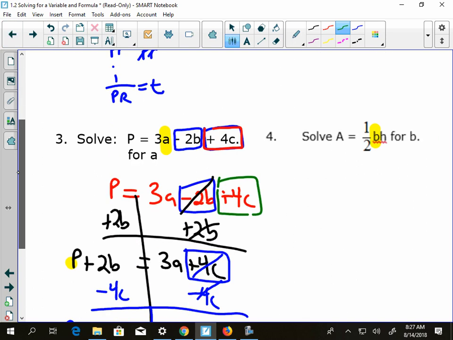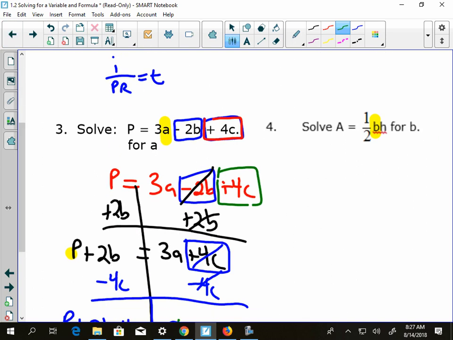Doesn't that make sense? I want to get rid of the fraction first. Now, if I had a equals 1/2 b plus h, here I would always get rid of the loner first, okay? But I don't have a loner here. There's no plus sign here, is there? So I get rid of the fraction. How do I do that? I multiply both sides by the bottom number.